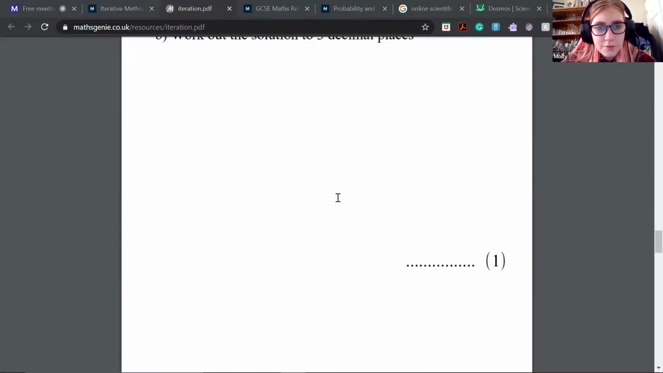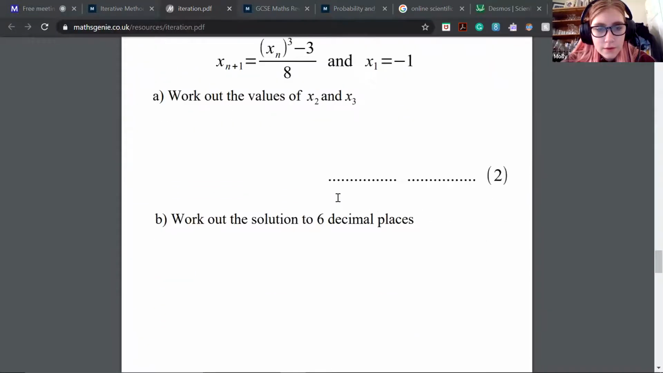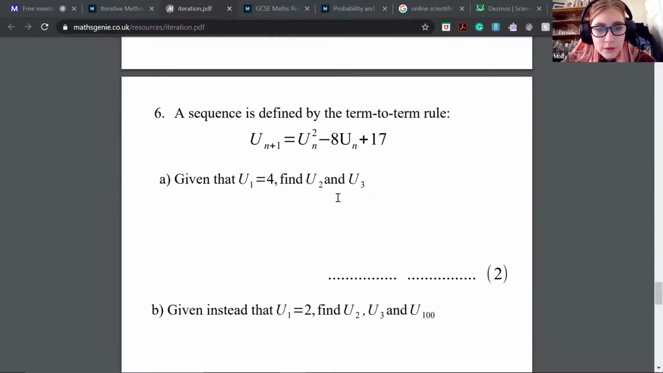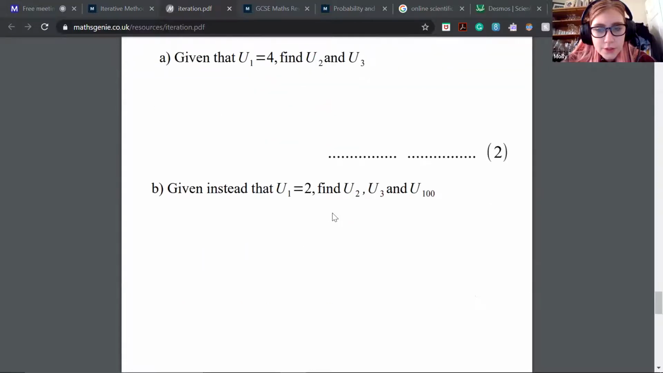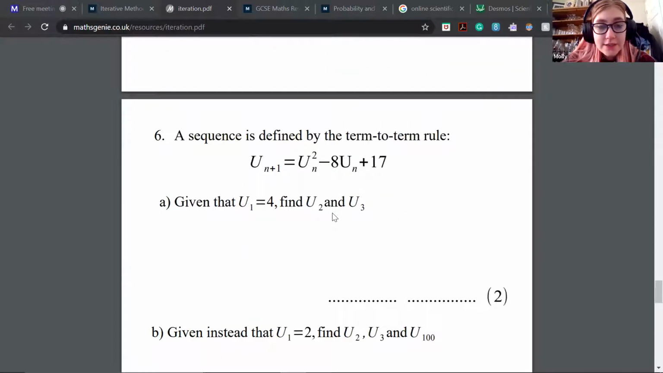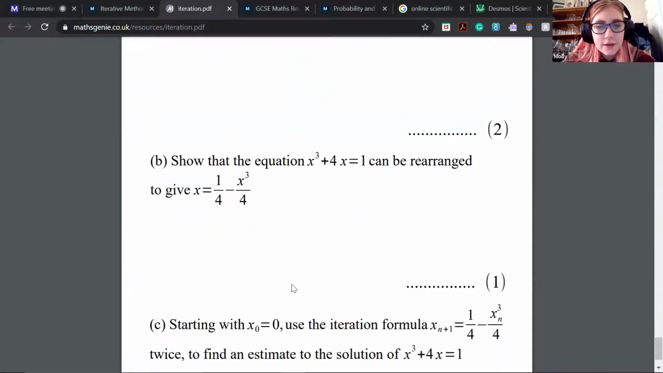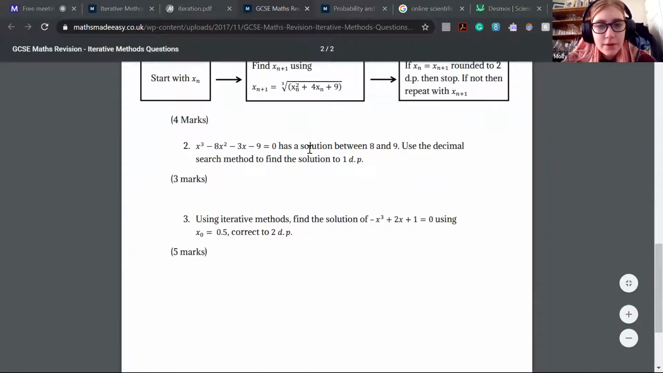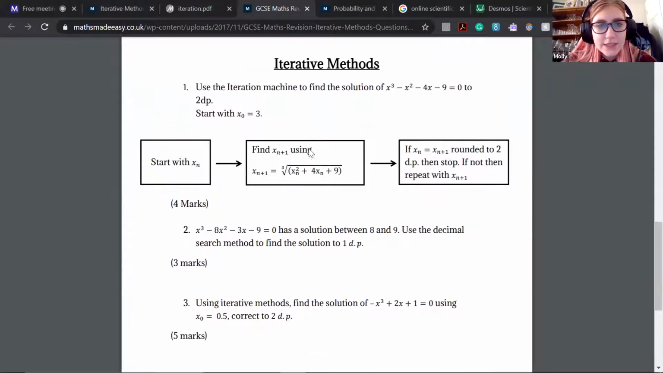This is all trial and improvement, which is a similar method. So we can do some stuff like this. This is a different type of question. Actually, we'll come back to this. I'll do one more like the one previously, and then I'll do this one. That's decimal search method. Don't want to do any of these. I'll just come up with one.